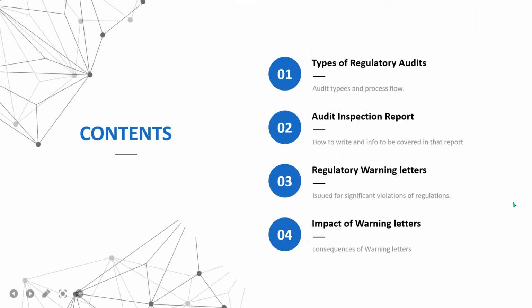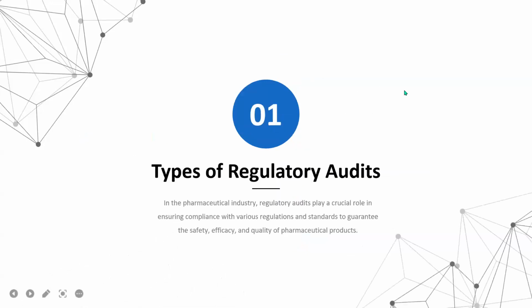So in today's session, I am going to cover these 4 topics: what are the different types of regulatory audits, how to write your audit inspection report, what contents are covered in regulatory warning letters, and how they will impact the industry and how to respond to them. The impact of warning letters will be covered as part of this.